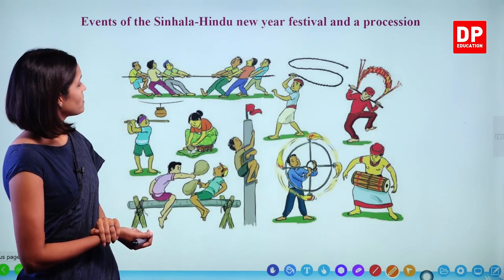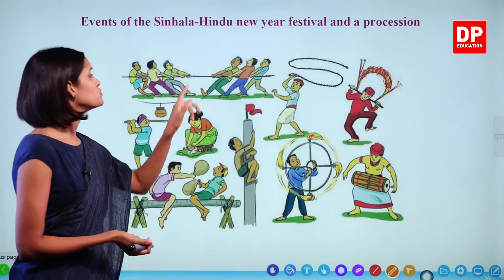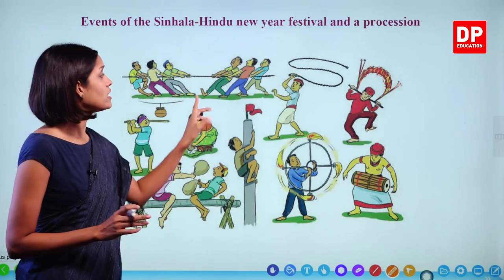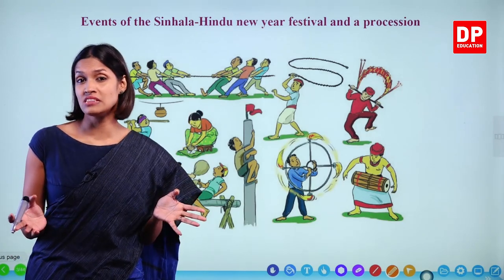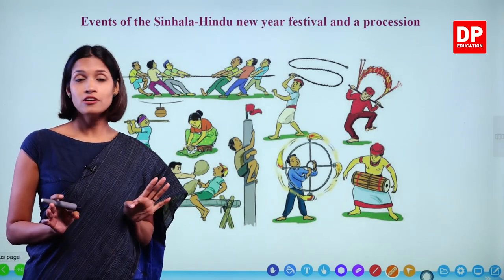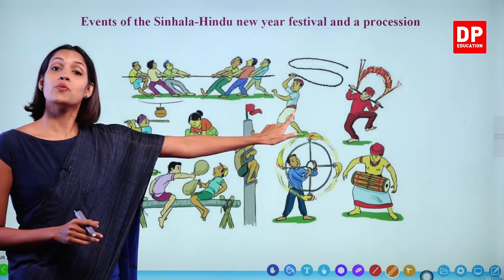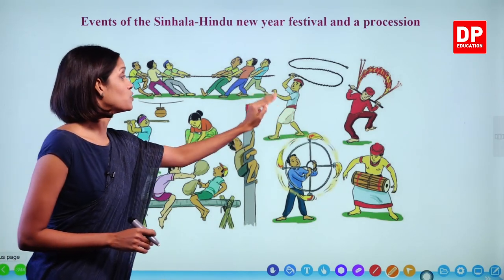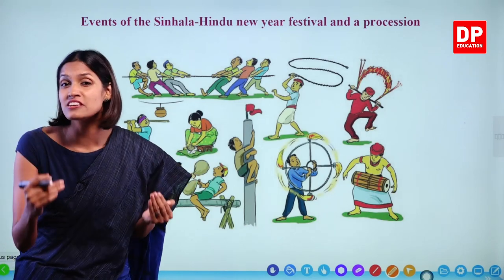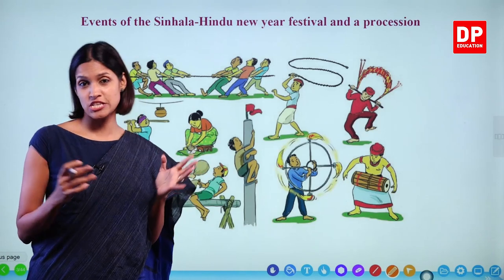Okay, children. So look at the first activity. This is tug of war. So you can see tug of war in New Year festivals. Remember, not only New Year festivals, you must have seen this type of activity, tug of war, in your sports meets as well. Okay. Who is this person? This is a whip cracker. So whip cracker or cracking the whips, that event is the first event coming under the procession. So this is an activity coming under processions.